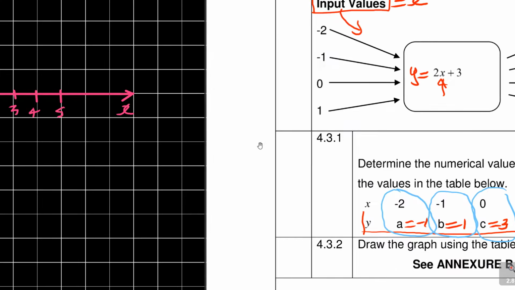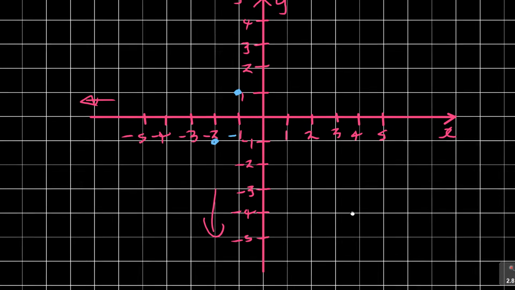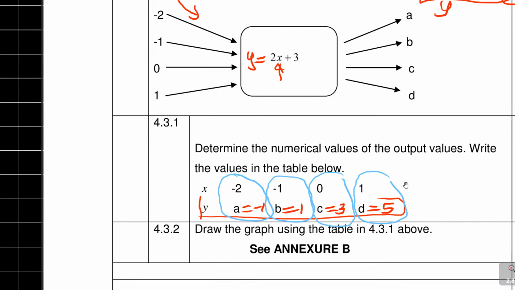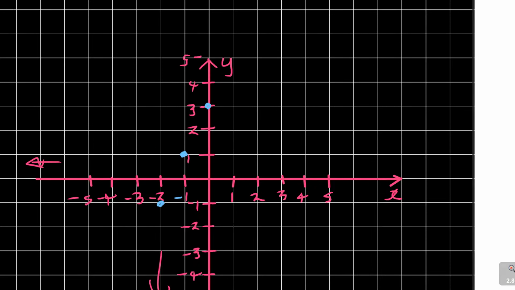We continue. When x is 0, y is 3. So you come here and say, when x is 0, there is x is equal to 0. Y is equal to 3. There is y is equal to 3. So it's on top there. I hope you see what I'm doing. So you come here, you do this. Alright. So the last one, when x is 1, y is 5. So you come here and say, okay, when x is 1, y is 5.